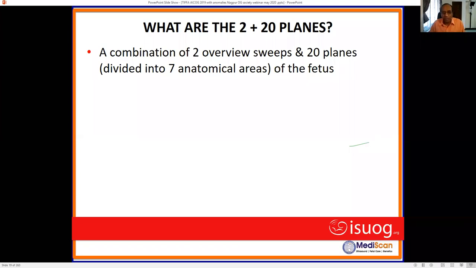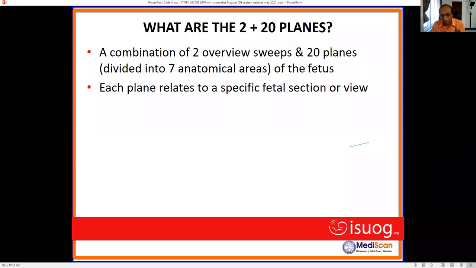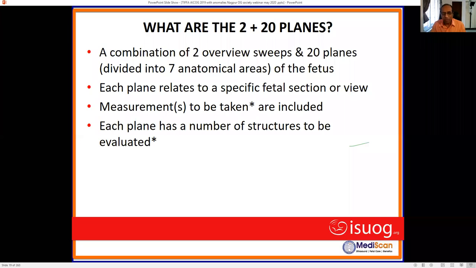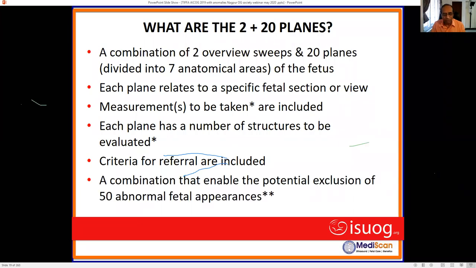It is a combination of two overview sweeps and 20 planes divided into 7 anatomical areas of the fetus. Now, each plane refers to a specific fetal section or view. Measurements to be taken are included. Every plane has a number of structures to be evaluated. The criteria for referral are also included, and a combination that enables the potential exclusion of 50 abnormal appearances.